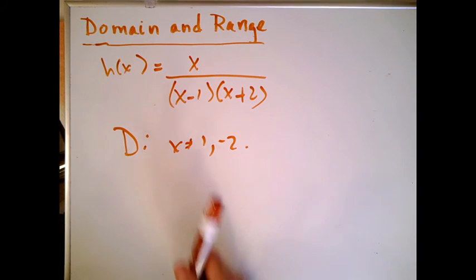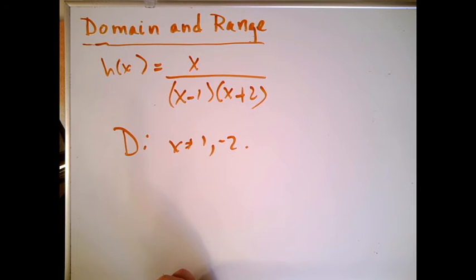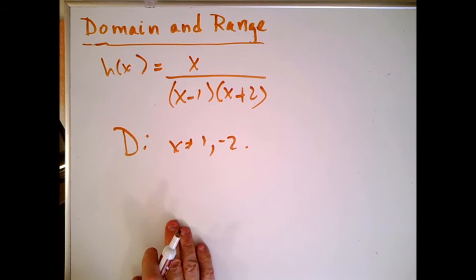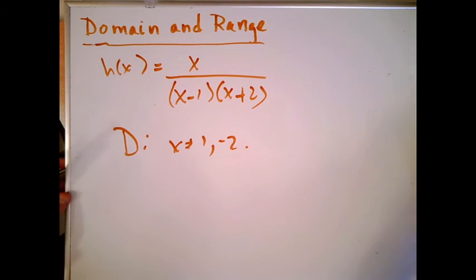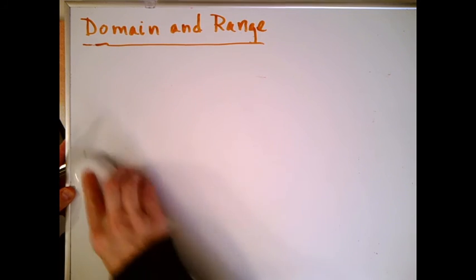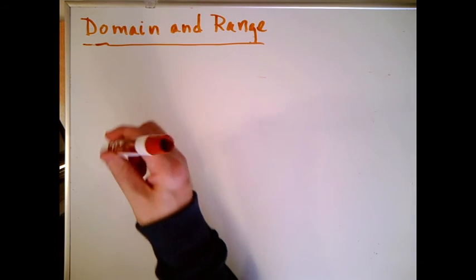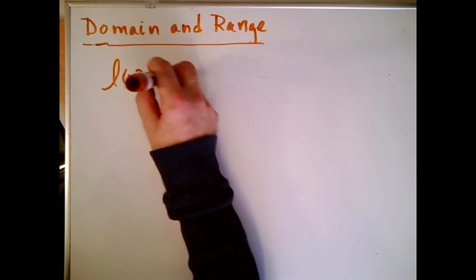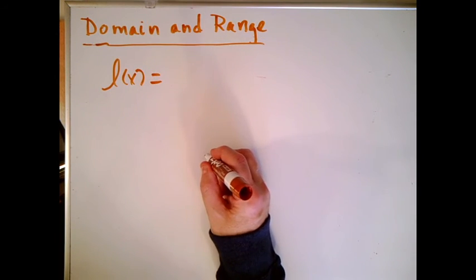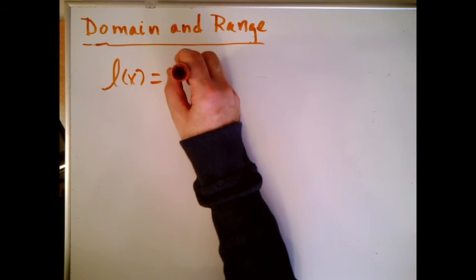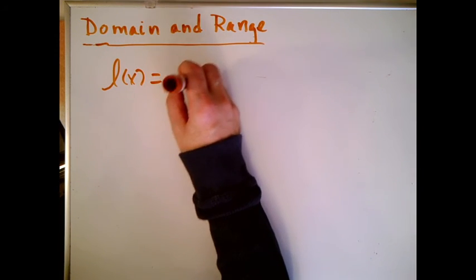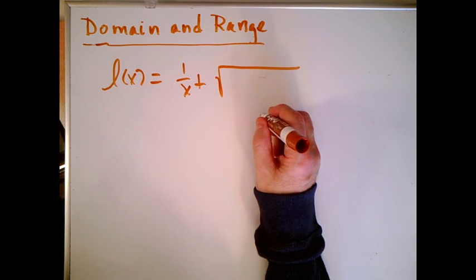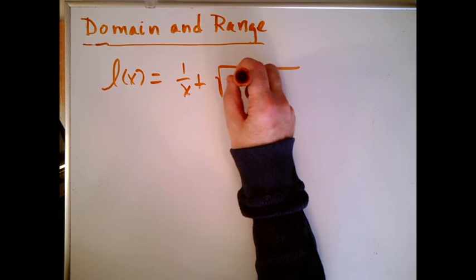That sounds pretty simple. The graph will wind up being pretty complicated. But we have a domain that just has all real numbers except maybe a problem at 1 and at minus 2. That's that. All right, now let's look at a combination function. This is going to be our last one that we look at. We'll call this one L of x. And how about something like 1 over x plus the square root of 3 minus x. Yeah, that's it.